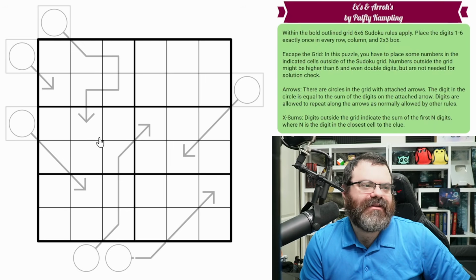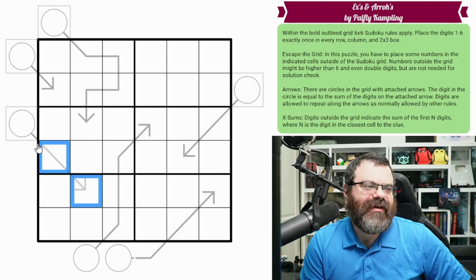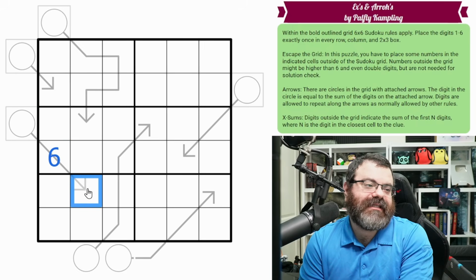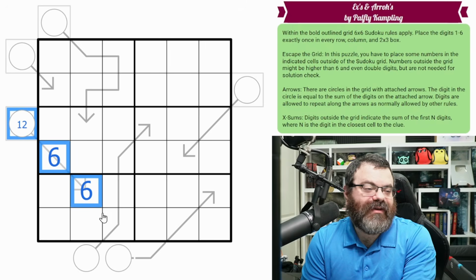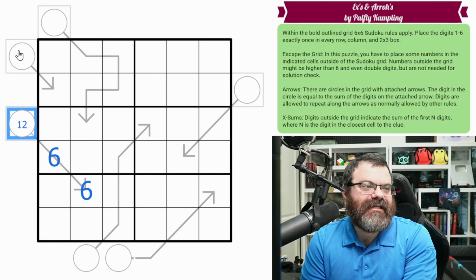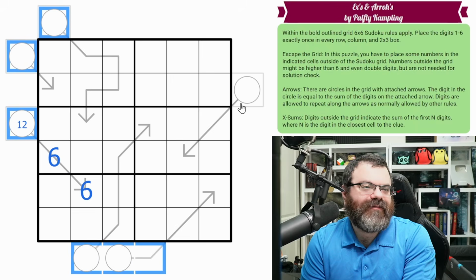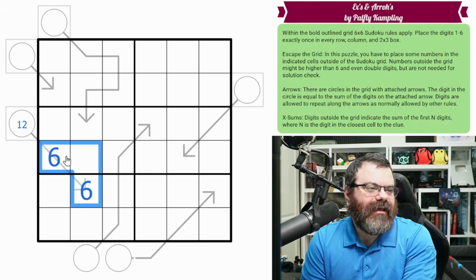All right, so we do have arrows in the grid. Digits on an arrow sum to the value in the circle. So if this was 6 and 6, this could add to 12. And again, I'm just writing 12 by penciling 1, 2 in there. You do not need these filled with any particular digit in order for solution check to work, thankfully.